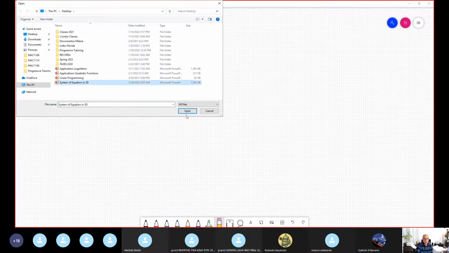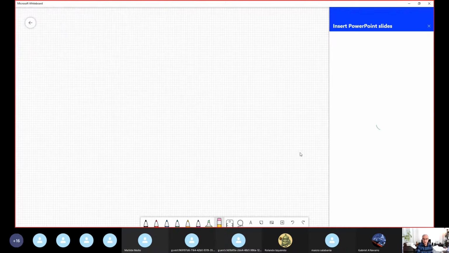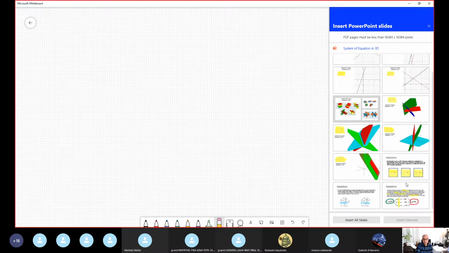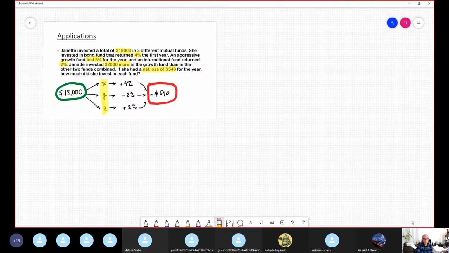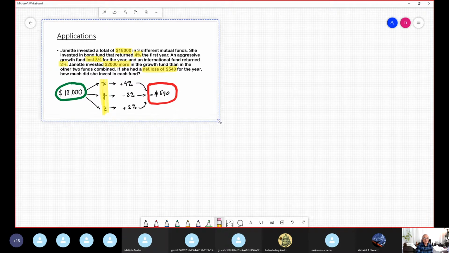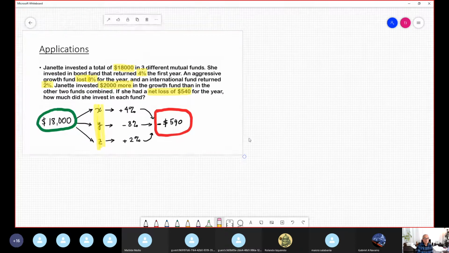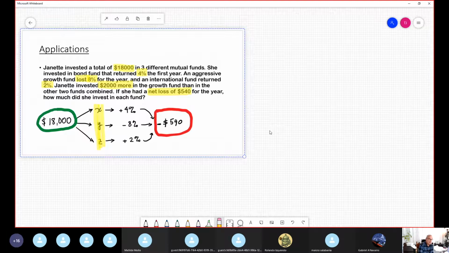This is the last problem. Okay, it's more complicated because it's three-dimensional. In this problem it says that Janet invests a total of $18,000 in 3 different mutual funds. She invests in bond funds whose return is 4%.